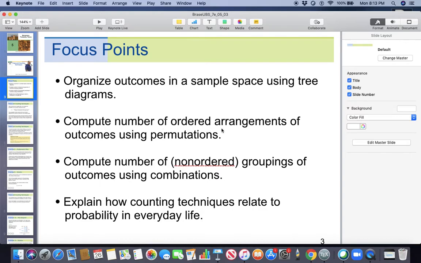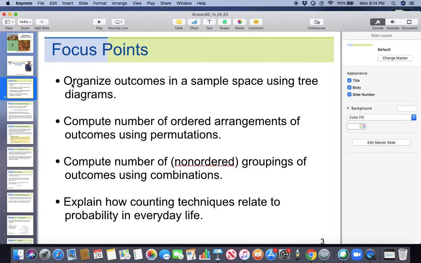Compute the number of ordered arrangements of outcomes using permutations. Compute the number of non-ordered groupings of outcomes using combinations. Explain how counting techniques relate to probability in everyday life.